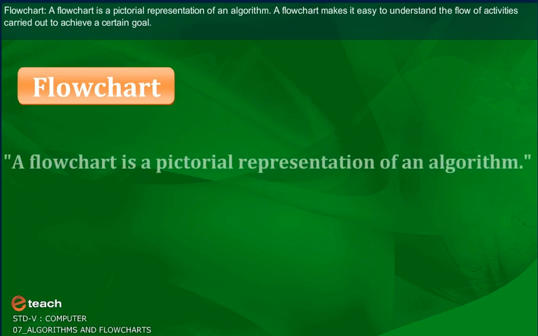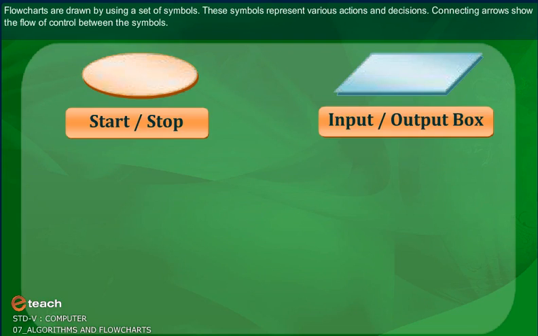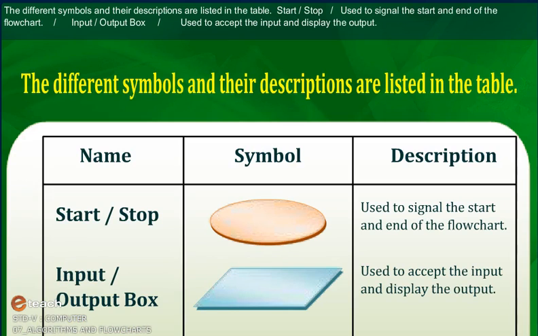Now we'll move to flowchart. A flowchart is a pictorial representation of an algorithm. A flowchart makes it easy to understand the flow of activities carried out to achieve a certain goal. Flowcharts are drawn by using a set of symbols. These symbols represent various actions and decisions. Connecting arrows show the flow of control between the symbols. The different symbols and their descriptions are listed in the table.